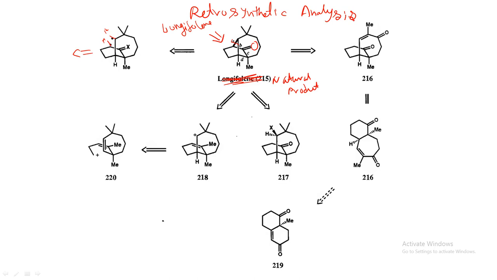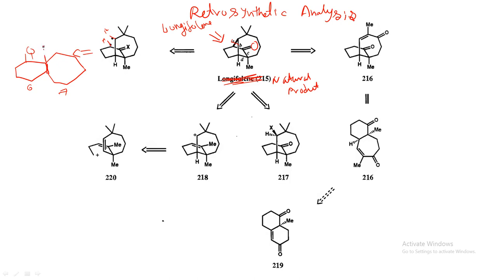If we do this disconnection, this is nothing but 6, 7, 1, 2, 3, 4, 5, 6, 7. So 6, 7 fused rings. Seven fused ring structure, and here at the six position we have a keto and at the rest position.